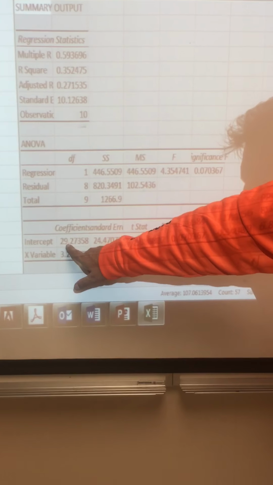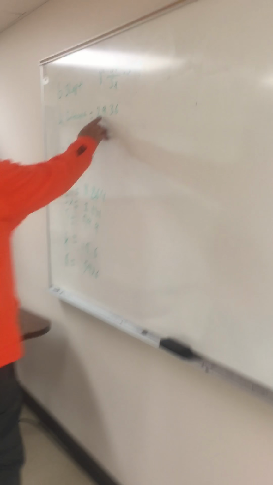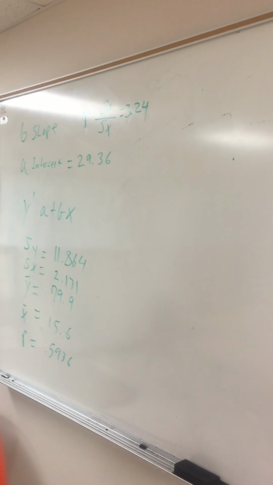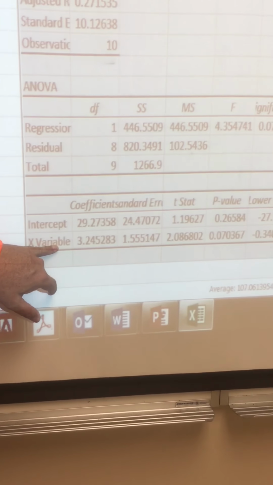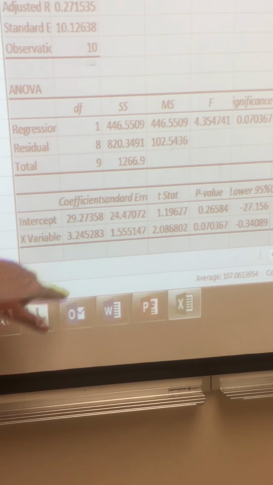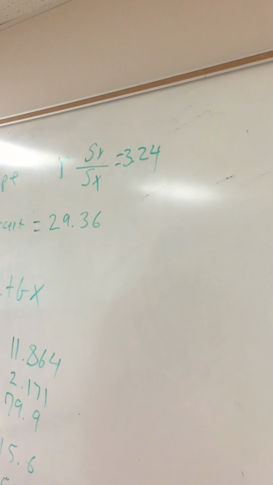Here's the intercept, 29.27. By hand I got 29.36, that's real close, close enough. And this value here is the x variable, and we're going to call that the slope, whatever that x variable slope is, and it's 3.245. By hand I got 3.24, darn close.